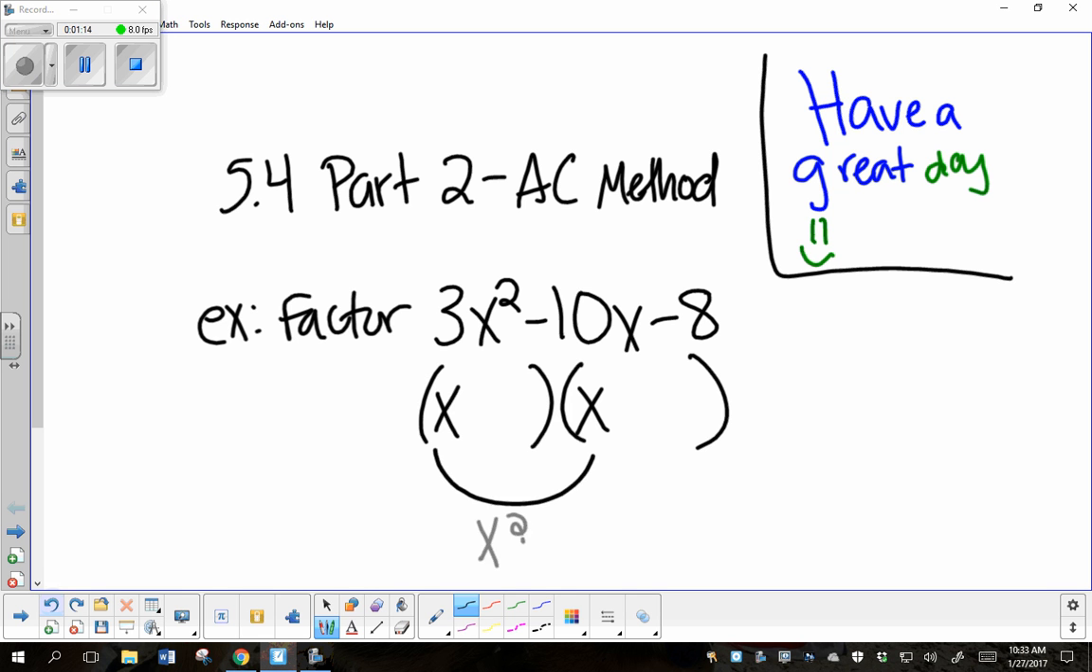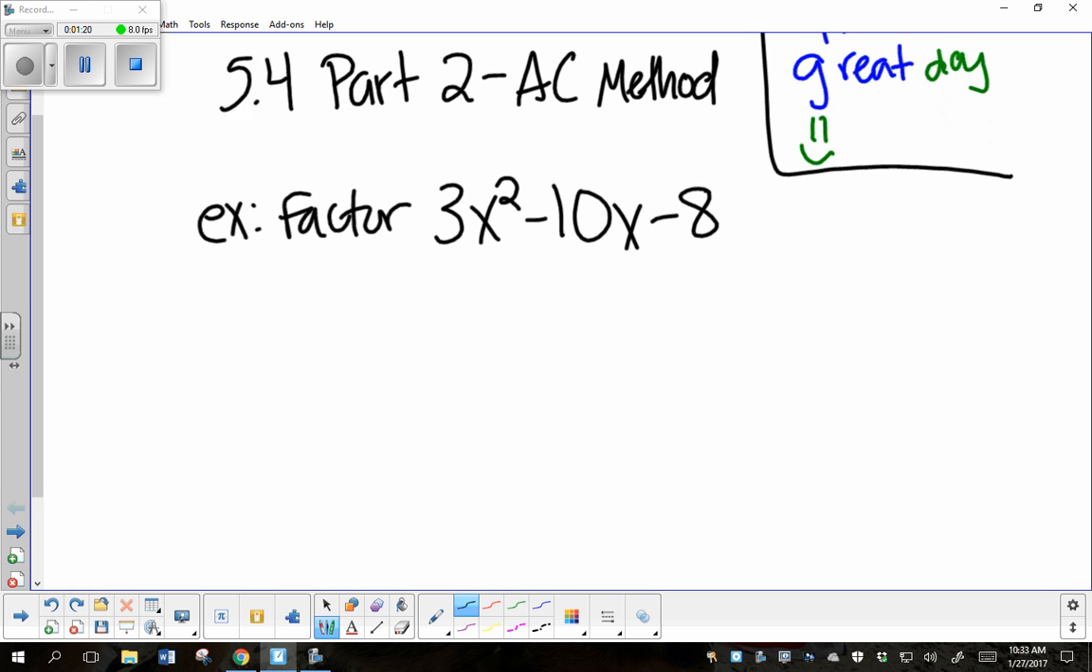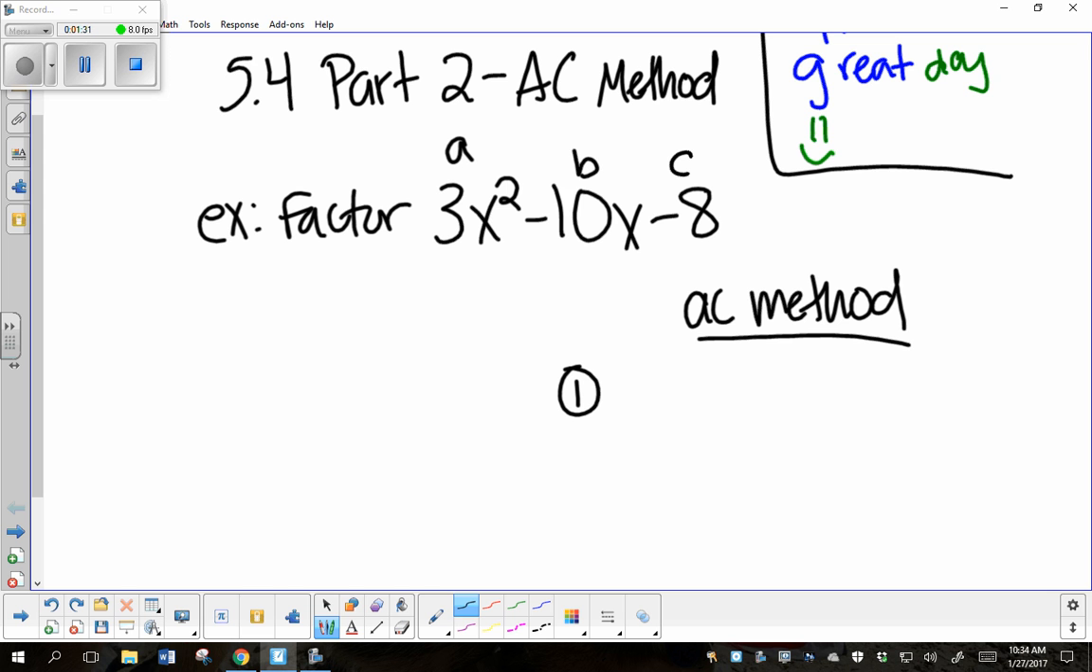So we have to do something a little more complicated, and it is called the AC method. I'm going to write out the steps for the AC method over here, and then we'll do the problem over there on the left. The AC method comes into play whenever you have a value for A other than 1. Go ahead and label your problem with the A, B, and C like I just did right there.